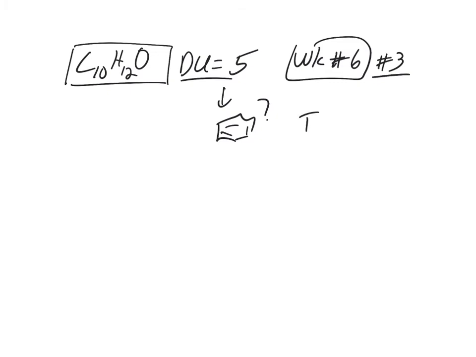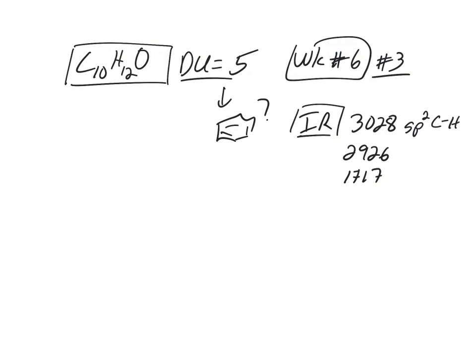So now let's look at the IR piece. What are some of the frequencies you get in the IR? 3028, 2926, 1717. What do we think about 3028? Alkene CH. So I would say sp2 CH. Same difference. About 2926, sp3 CH.